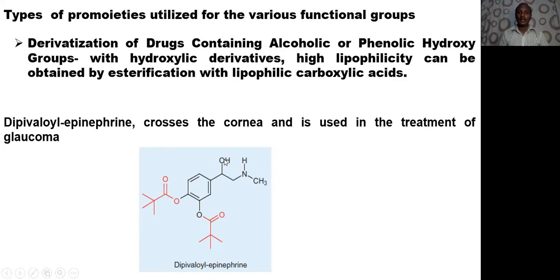So in this example, you have hydroxyl groups, and we ask which moieties we can use and to which functional groups we can convert them. A hydroxyl group can be converted into an ester functional group. So this is an example: epinephrine cannot cross the cornea and so is not absorbed. Here we use a pro-group, that is the moiety, to make it an ester, lipid solubility is increased, it can cross the cornea, and you can treat glaucoma.